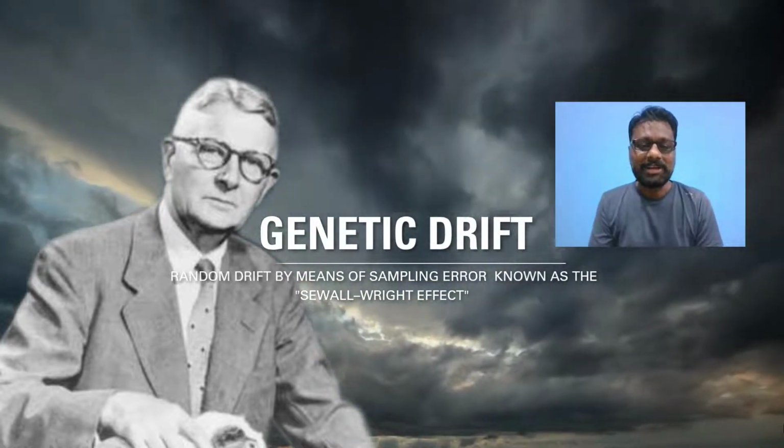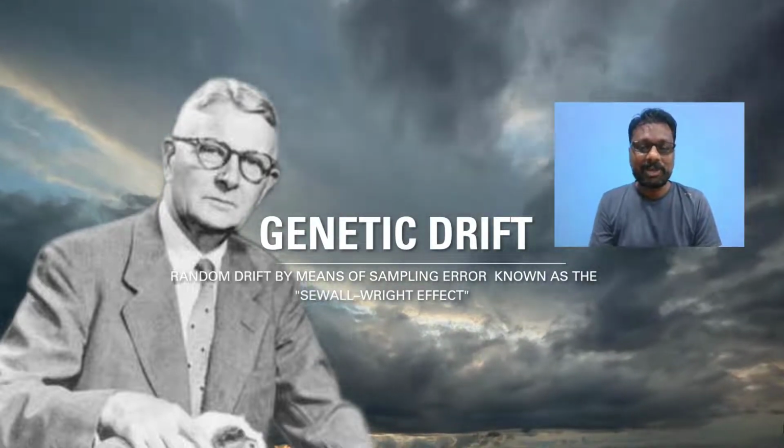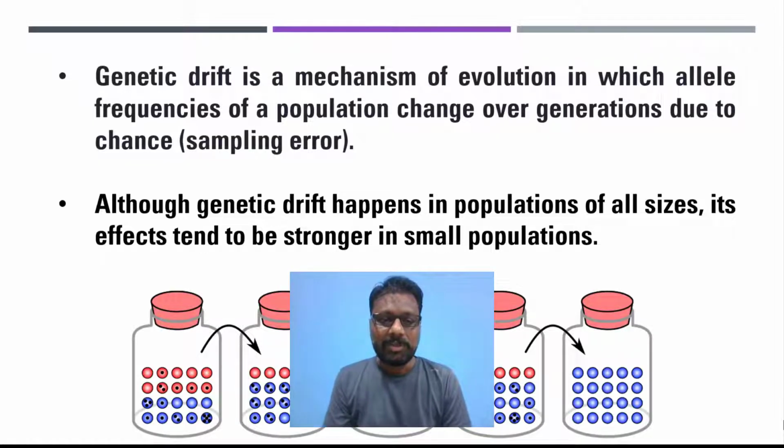What is this genetic drift? How does it operate in the evolution process? Basically, genetic drift is a mechanism of evolution in which allele frequencies of a population change over generations due to chance. This is what we generally call sampling error. This is not an adaptation, but by chance there is a change in the frequencies of the population, which leads to a kind of drift from the main population.